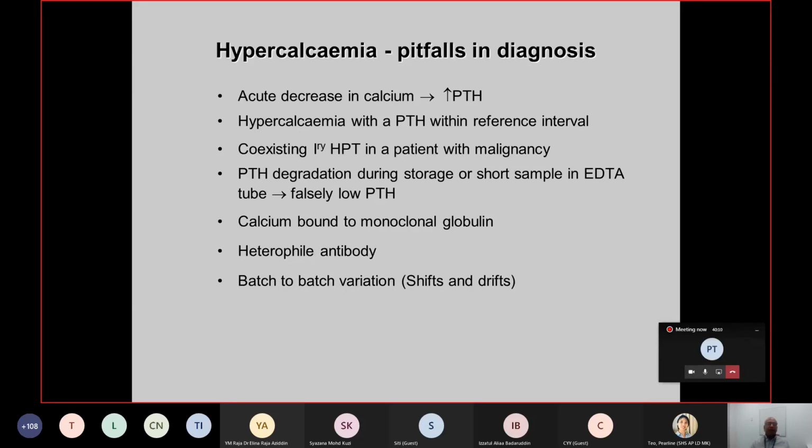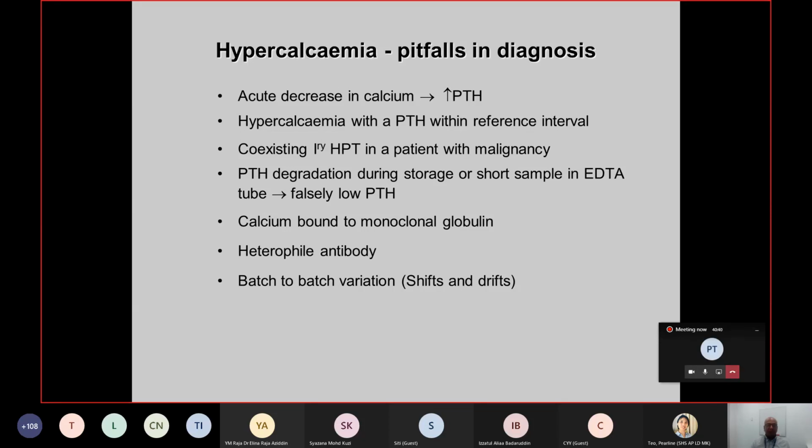Otherwise, you can get an inappropriately misleading PTH. I've already mentioned hypercalcemia with the PTH within the reference interval, not as clear-cut in differentiating PTH dependent and independent hypercalcemia. Now, if a patient presents with hypercalcemia and malignancy, never assume this is due to malignancy. It can coexist with primary hyperparathyroidism.